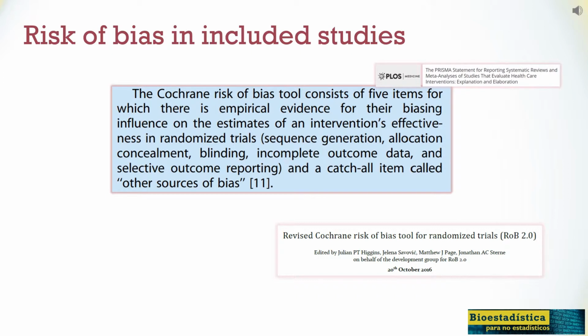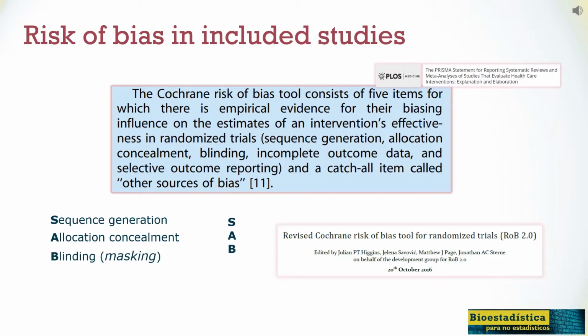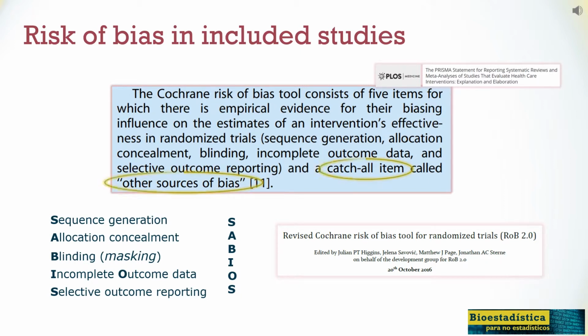Systematic reviews from the Cochrane collaboration have found more optimistic estimates of the effect in those studies that: 1. Do not document the system to generate the random sequence. 2. Do not conceal the assigned treatment until the allocation is completed. 3. Do not mask. 4. Lose cases. 5. Change the main variable or analysis after seeing the results. And 6. A hodgepodge that should never be forgotten. Jose Antonio proposes SABIOS as a mnemonic rule.